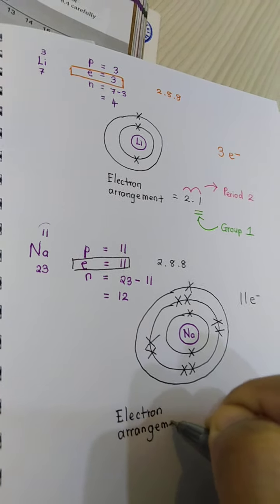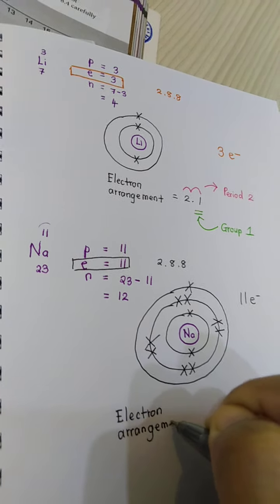How about the period? Look at the drawing. There are first, second, and third electron shells. I can also determine the number of electron shells by the electron arrangement. I have 1, first electron shell, second electron shell, and third electron shell. So sodium belongs to period 3.